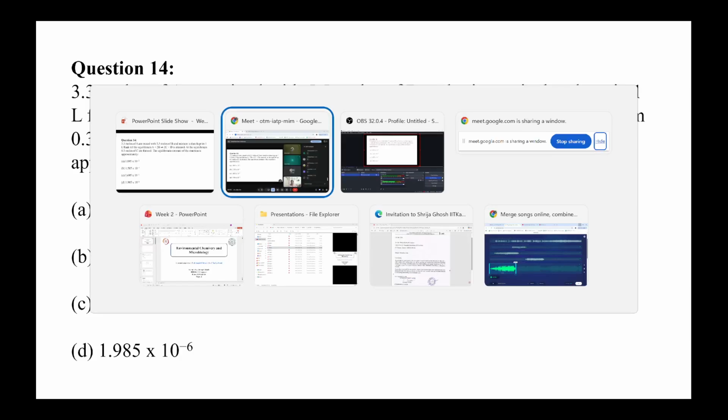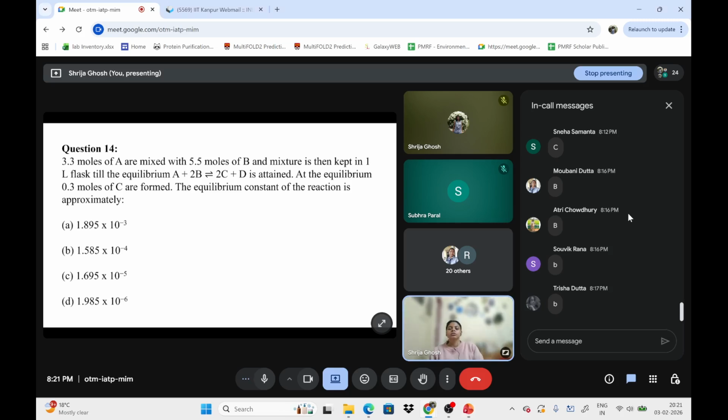Moving on to the next question, question number 14. 3.3 moles of A are mixed with 5.5 moles of B, and the mixture is kept in a 1 liter flask till the equilibrium A plus 2B goes to 2C plus D is attained. So the reaction is given. The starting concentration of A and B is given as 3.3 moles and 5.5 moles. At equilibrium, 0.3 moles of C are formed. So at equilibrium, the concentration of C is given. You have to calculate the equilibrium constant.